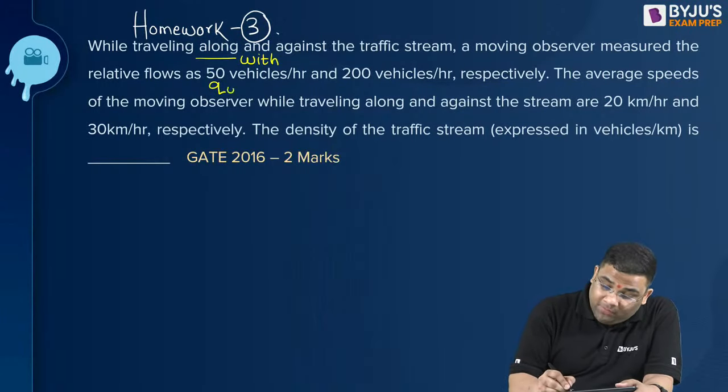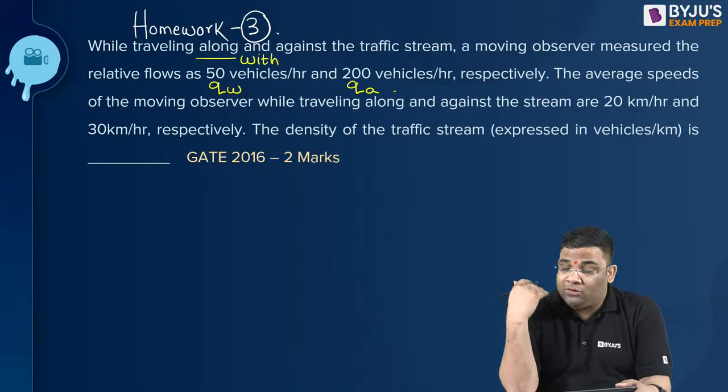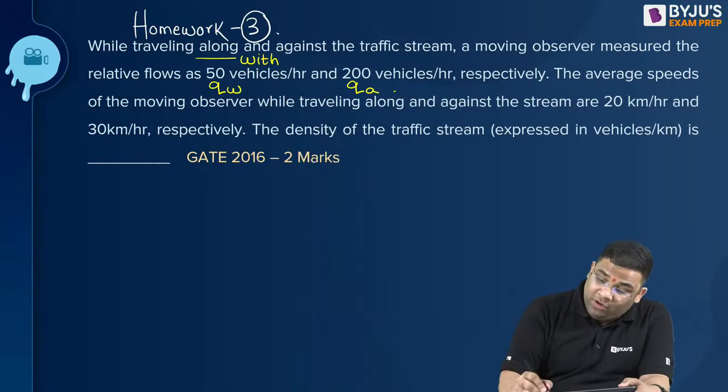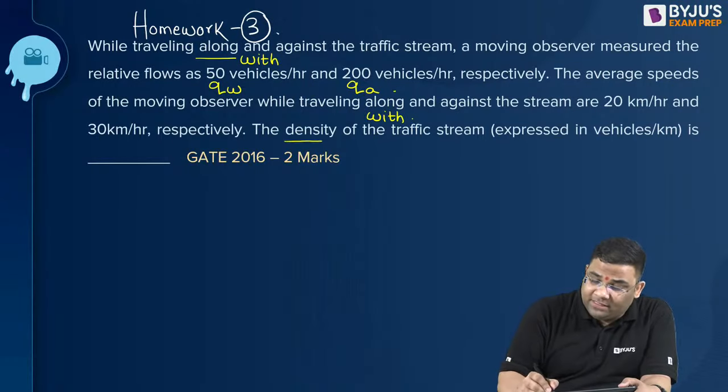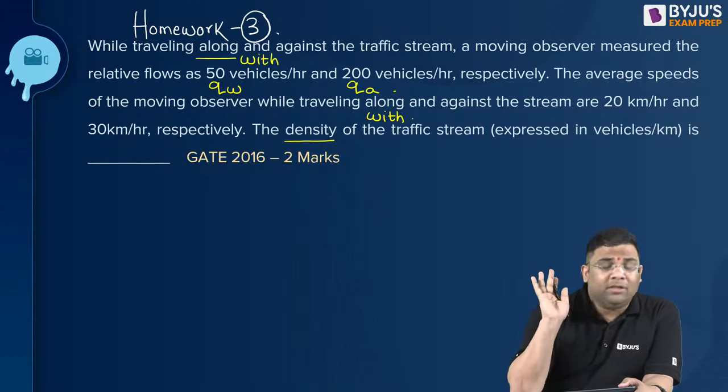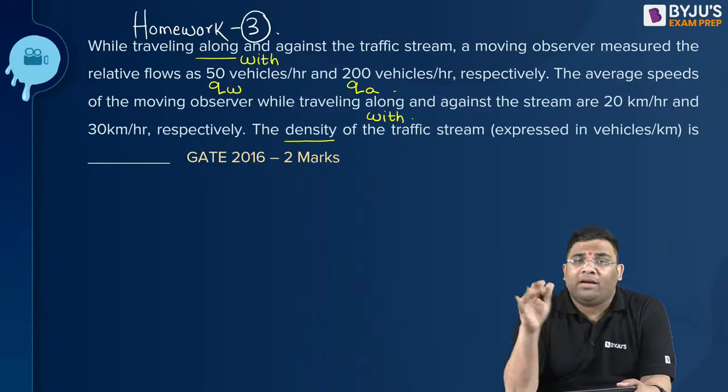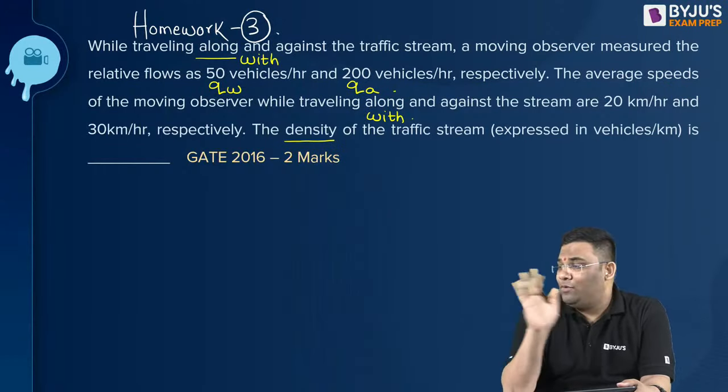This is your QW and this is your QA. Then they have given the observer velocity while traveling along, that means with and against. They are asking you the traffic density. So this is your homework question. Please solve, okay? Homework question number 3. 1 and 2 are following, don't worry.